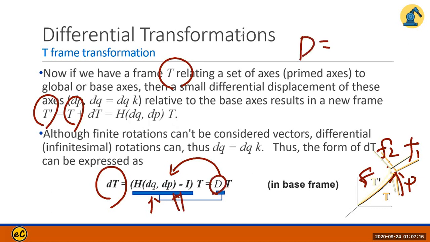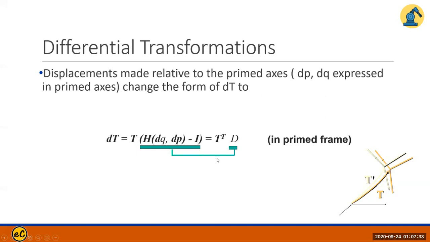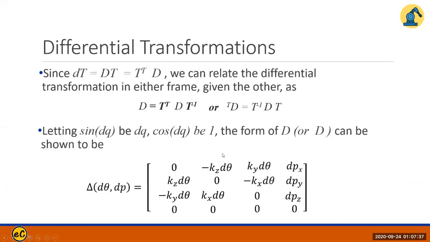So the delta frame equals the homogeneous matrix for the change between the new frame's origin point and the old frame's origin point. The transpose format is also okay. And here is the differential format for the delta frame. Let's look at it.